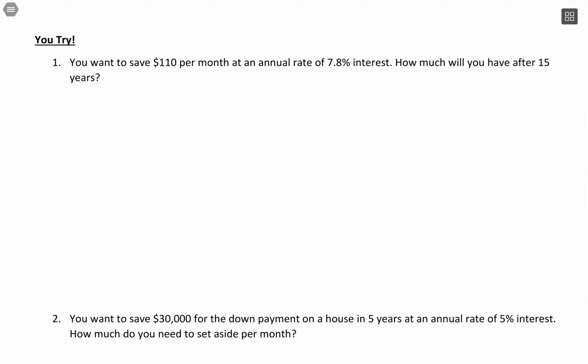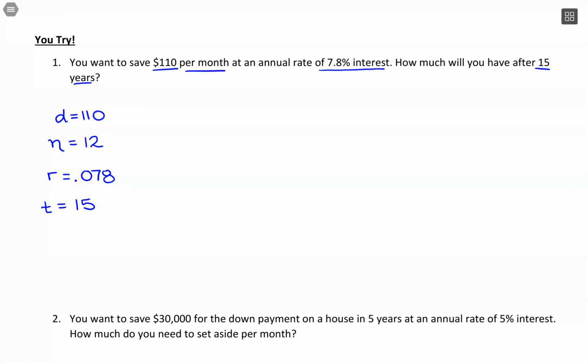Okay, so this first one, you want to save $110 per month, an annual rate of 7.8% interest. How much will you have after 15 years? So our deposit amount is that $110 per month. So that means N is going to be 12, 7.8% interest after 15 years.